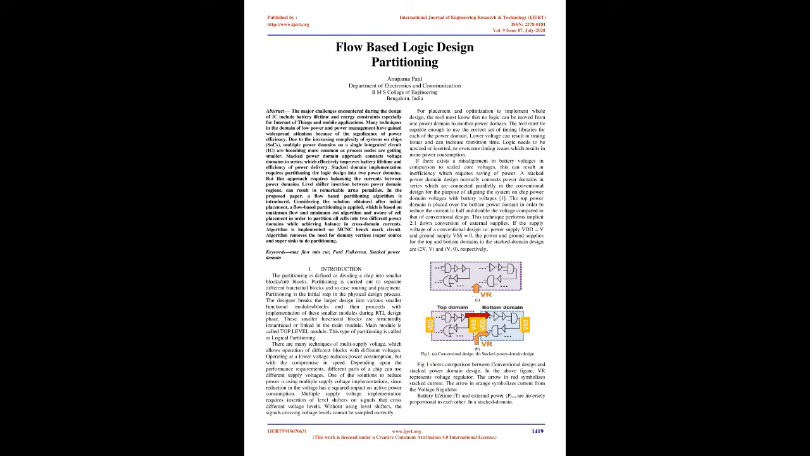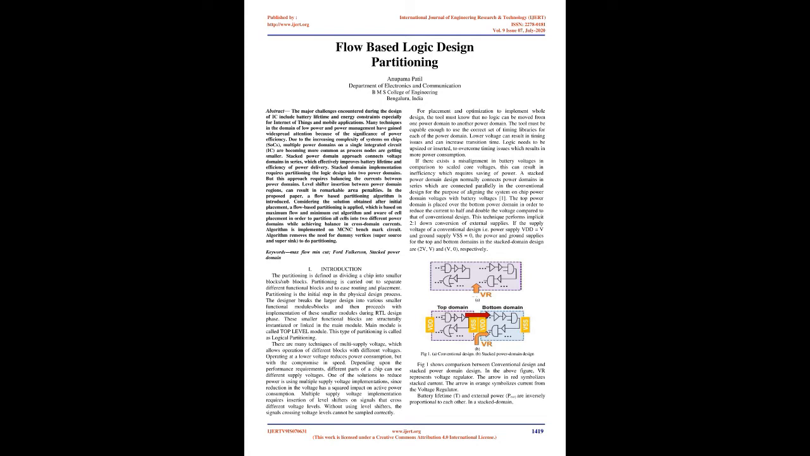Introduction. The partitioning is defined as dividing a chip into smaller blocks/sub-blocks. Partitioning is carried out to separate different functional blocks and to ease routing and placement. Partitioning is the initial step in the physical design process. The designer breaks the larger design into various smaller functional modules/blocks and then proceeds with implementation of these smaller modules during RTL design phase. These smaller functional blocks are structurally instantiated or linked in the main module. Main module is called top-level module. This type of partitioning is called as logical partitioning.